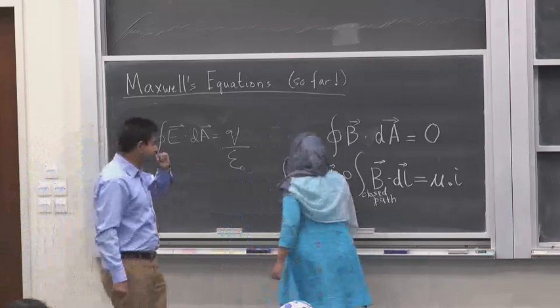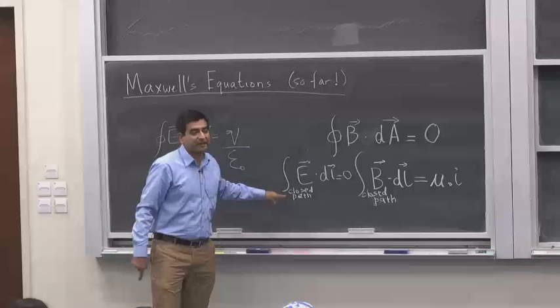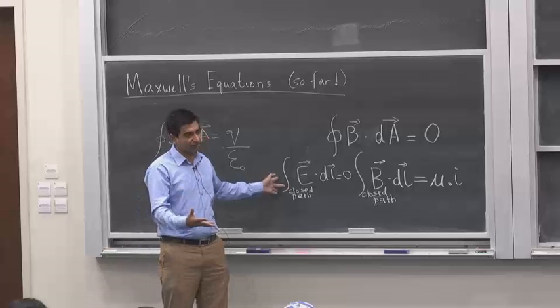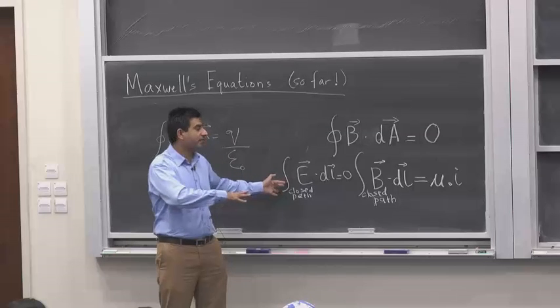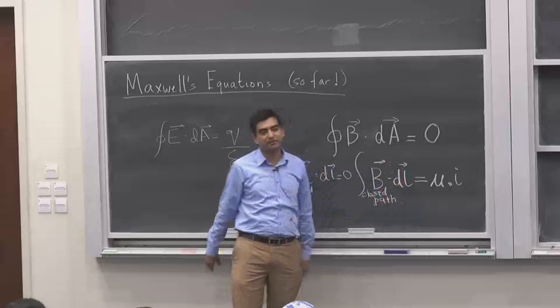And this is, thank you very much. This is the fourth Maxwell's equation. You can put them in any order you like. This is called Faraday's law, but it's a partial form of Faraday's law. This is called Ampere's law. This is a partial form of Ampere's law.